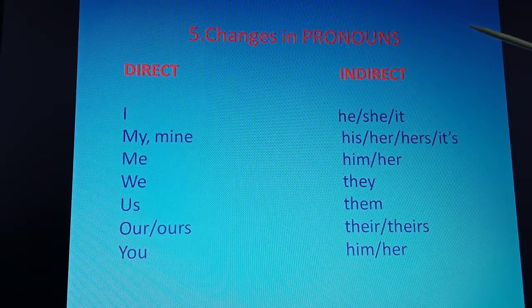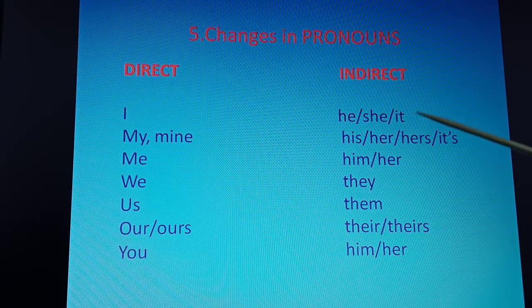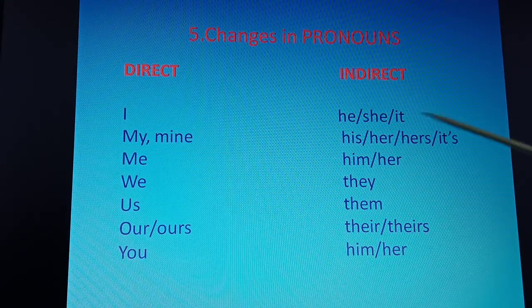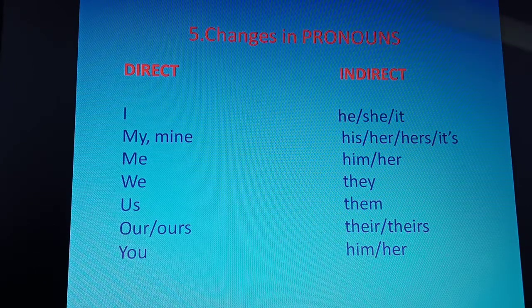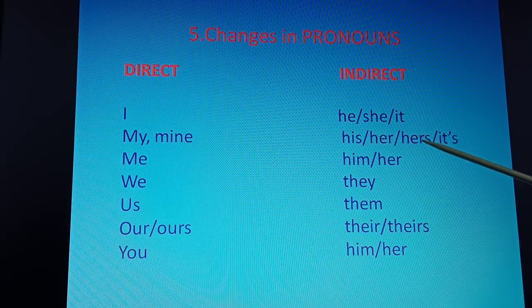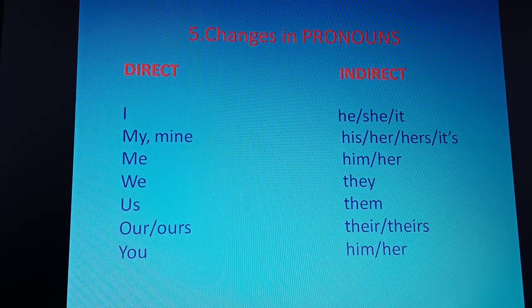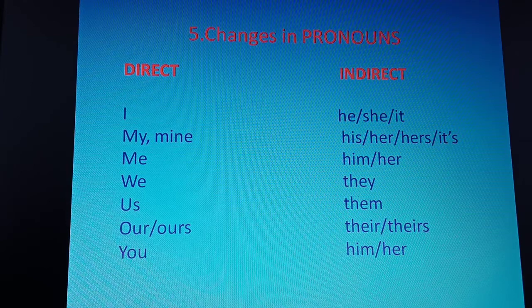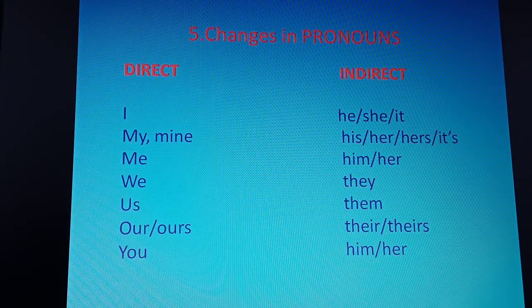Changes in pronouns. I will change into he or she or it depending on the sentence. It will no longer remain in I. The indirect speech will never remain in first person I. Either he or she, or it. My or mine will change into his or her or hers or its. Okay? The teacher said or my friend said, this is my book. My friend said that was her book. You will not say my book again. Understood? Her book or his book or his pencil. This kind of changes will take place.